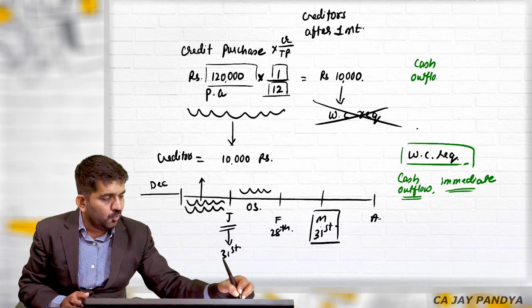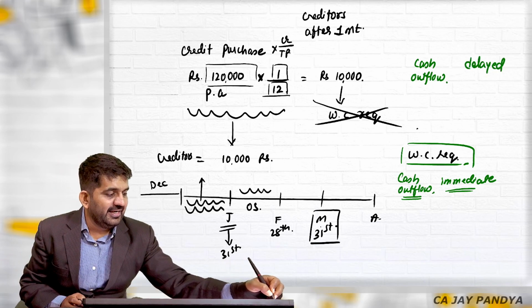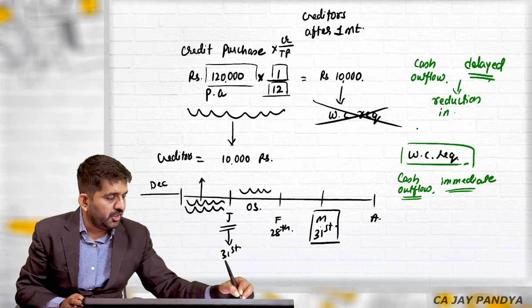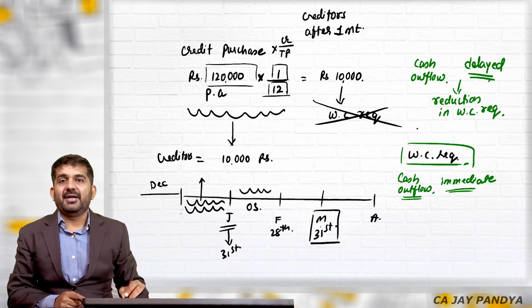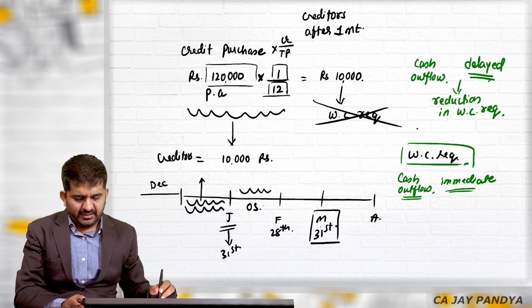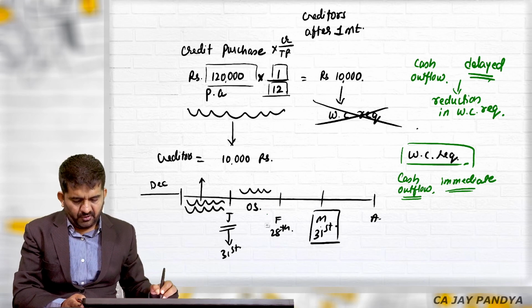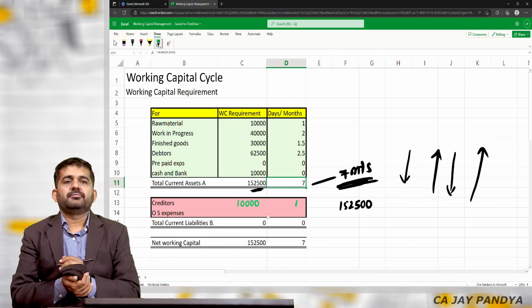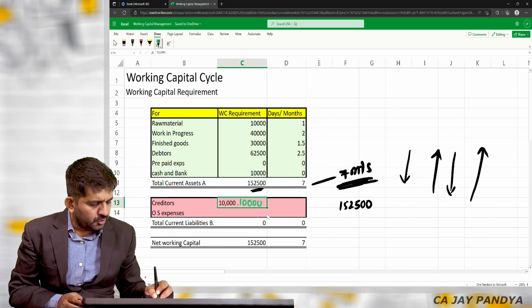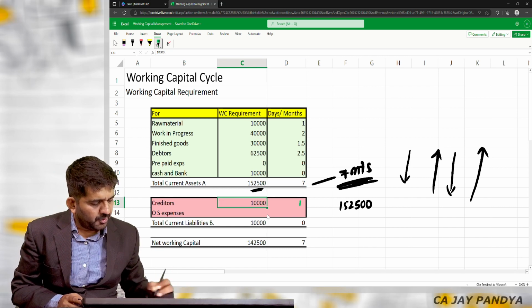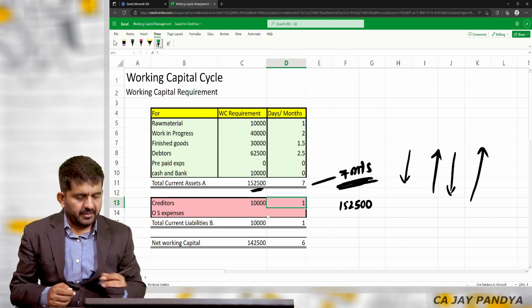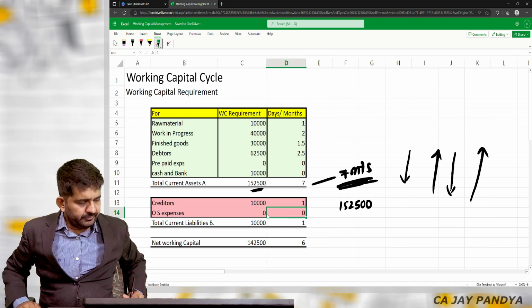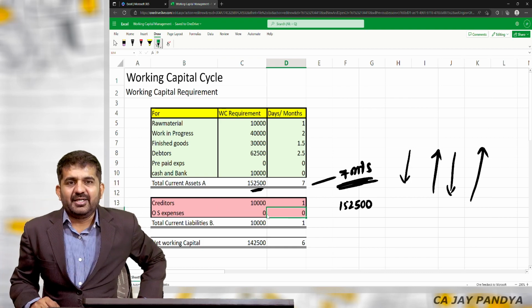Your cash outflow is delayed, and if your cash outflow is delayed, it will be a reduction in working capital requirement. So only creditors of this 1 month, 10,000 rupees of this 1 month, I will be reducing it from working capital requirement. I am reducing this 10,000 rupees, which is for how many months? Outstanding expenses, I am taking right now 0. We will be doing it, but right now we are taking it as 0.